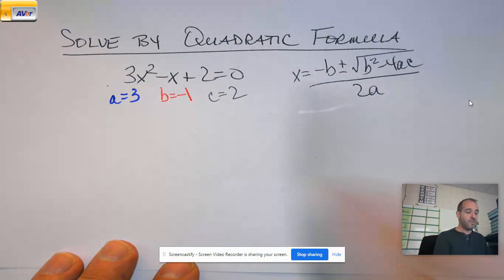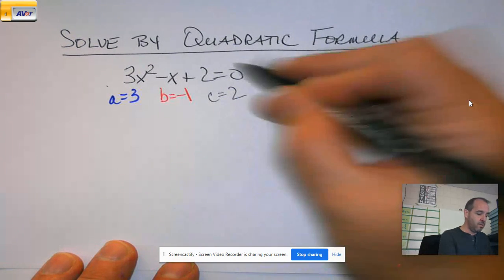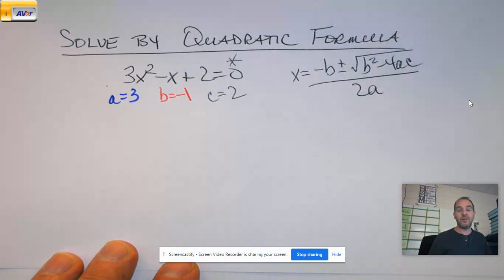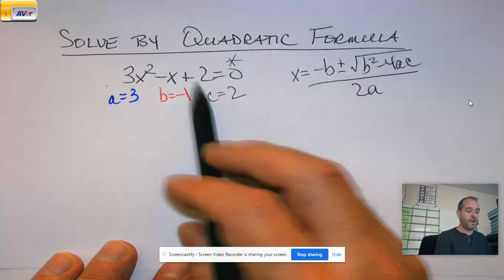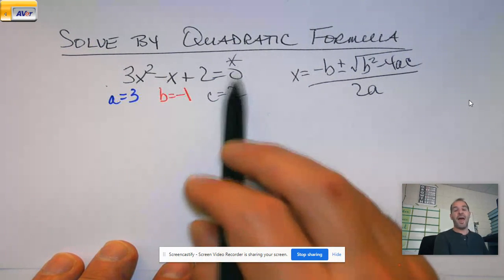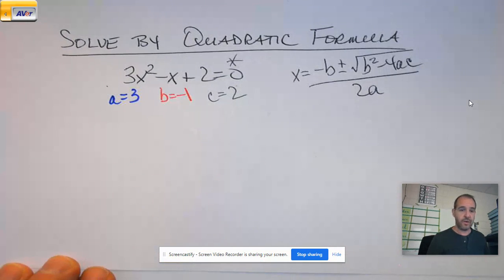Okay? If you don't see equals 0 at the start of your problem, and you're going to use the quadratic formula, you have to get it this way. So if the 2 would have been over here as a negative 2, I'd have to add it over first. You have to have equals 0 before you can use the quadratic formula.